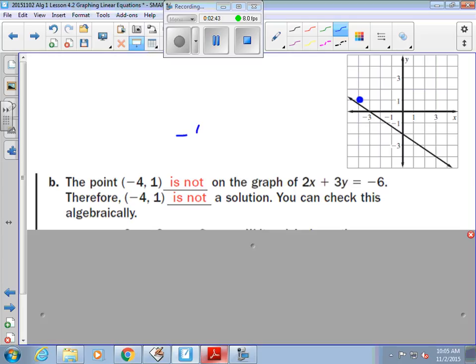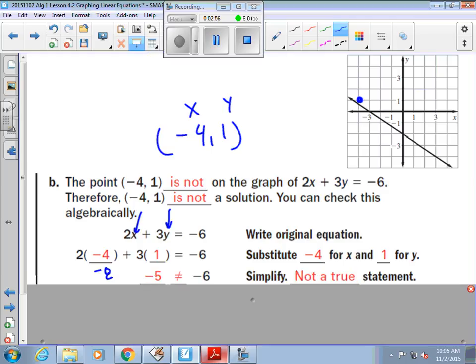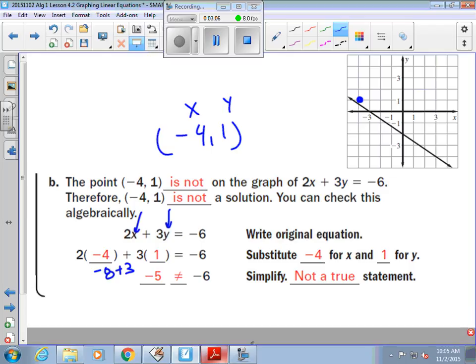Algebraically, again, it's (-4, 1). So this will be x, this will be y. So in place of x, -4, in place of y, 1. 2 times -4 is -8, and 3 times 1 is +3. -8 plus 3 is -5. That is not equal to -6. Therefore, it is not a true statement. So graphically, we can see that it doesn't pass through the line. Algebraically, we can see that it is not a true statement at the end. -5 is not equal to -6.